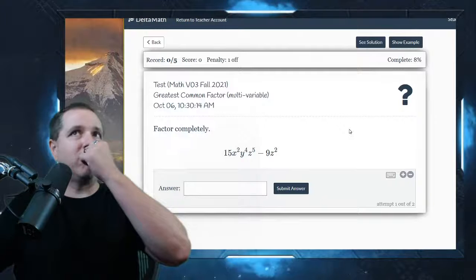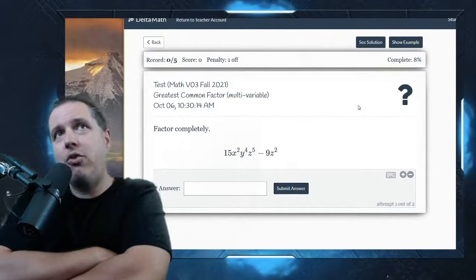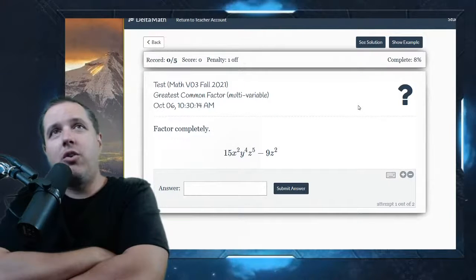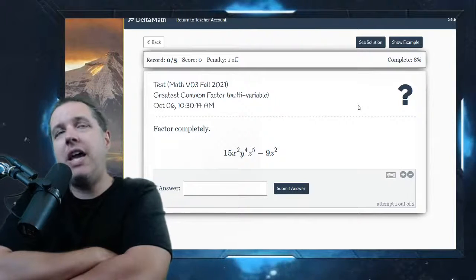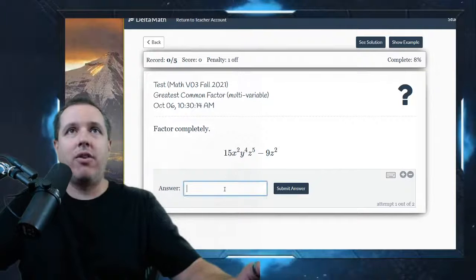Yeah, okay, here's what I was hoping for. Notice how both of these have coefficients, and both have a set of variables. So I look at 15 and 9. What's the biggest number that divides 15 and 9? It's a 3. So I'm going to factor out a 3.